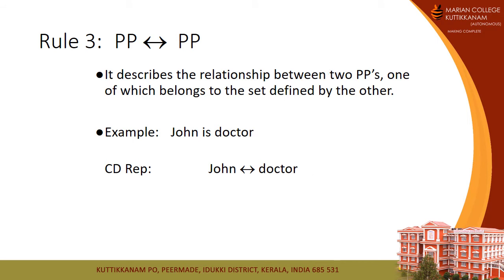Third one, PP double arrow PP. It describes the relationship between two PPs, one of which belongs to the set defined by the other. For example, John is a doctor. So it can be represented with two picture producers. PP stands for picture producers. So John is a picture producer, doctor is a picture producer. It shows the relationship between two picture producers.